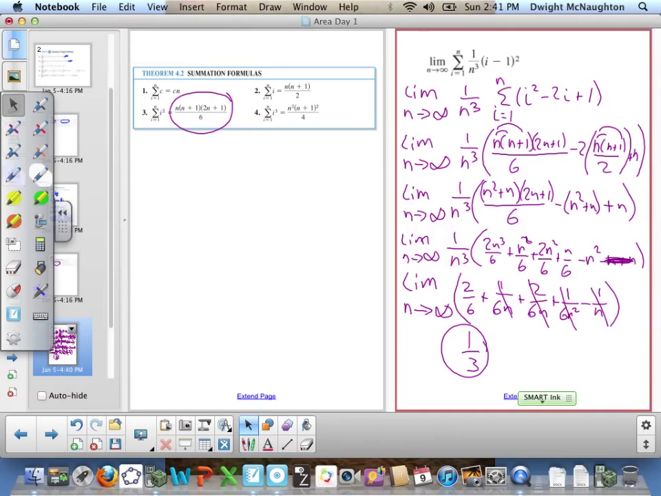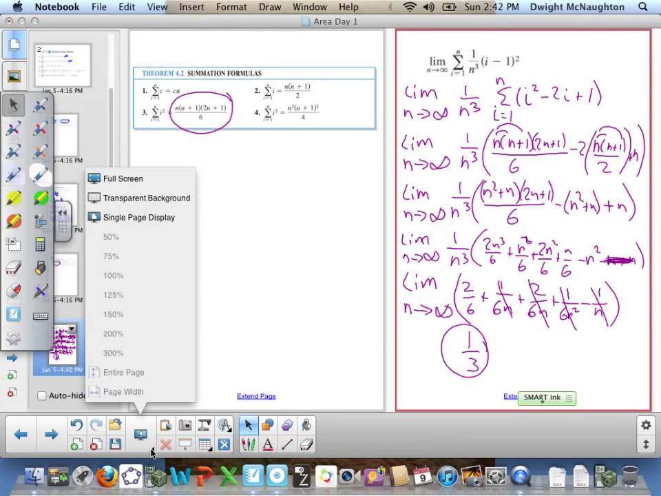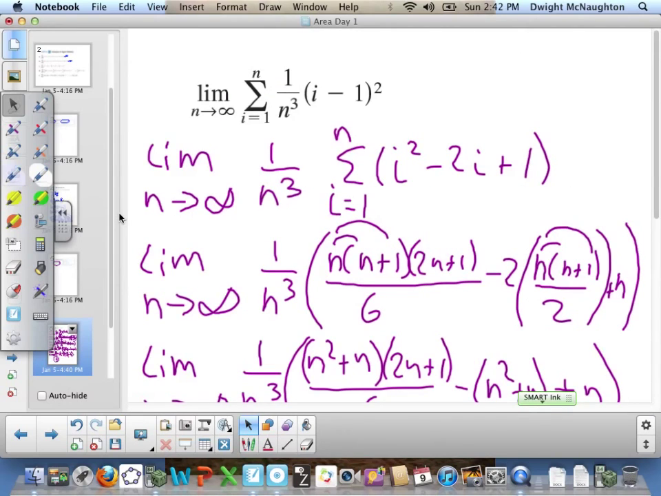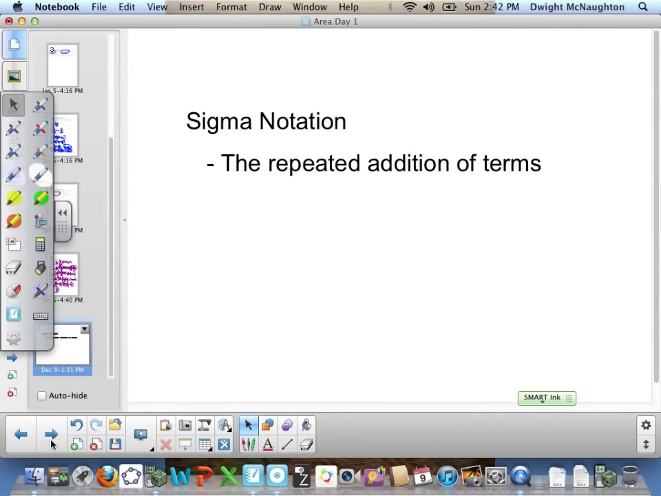And we could not have done that adding infinite terms, but using the formula allows us to see what it approaches. So in summary, sigma notation is the repeated addition of terms. It's an accumulation of terms. And that's what's important, is the sigma is an accumulation.